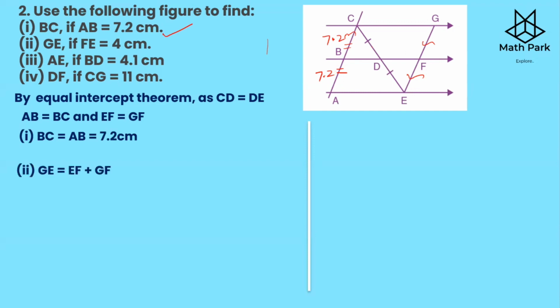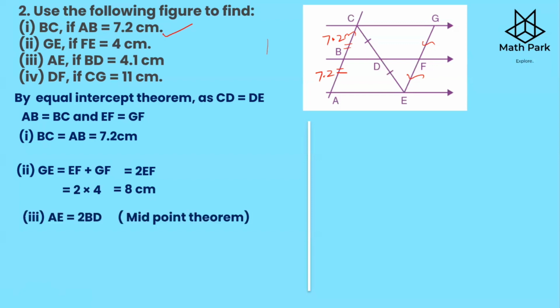Second, find GE. Now GE is equal to GF plus EF. Since GF and EF are equal, we can write this as 2EF. So we get GE is equal to 2EF, and EF is given to you as 4. So GE is equal to 2 times 4, which is 8 centimeter.